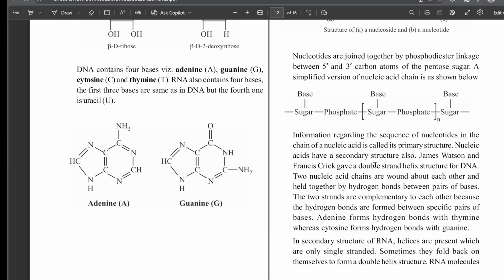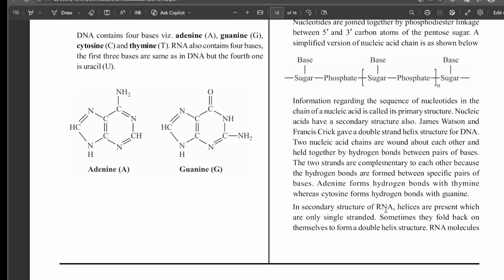James Watson and Francis Crick were the first ones to give a proper structure of the double-stranded helix of the DNA molecule. The two strands are complementary to each other in DNA and are bonded together by hydrogen bonds, forming specific pairs. Adenine forms bonds with thymine and cytosine forms bonds with guanine.